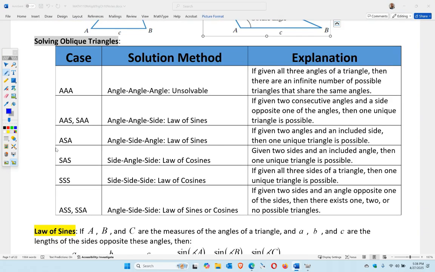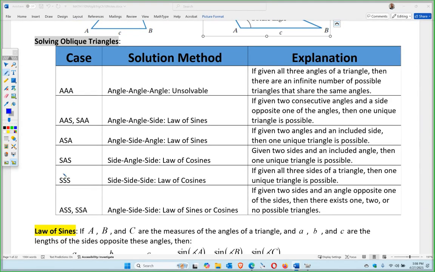So basically, it comes down to you need three pieces of information between angles and sides. You need at least three to figure out all six pieces, because there are three sides and three angles to a triangle. If you have three angles, it doesn't work, right? Because it's unsolvable. There are an infinite number of triangles that will make those three angles. If you have two angles and a side, you can use law of sines. If you have at least two sides, you can use law of cosines.